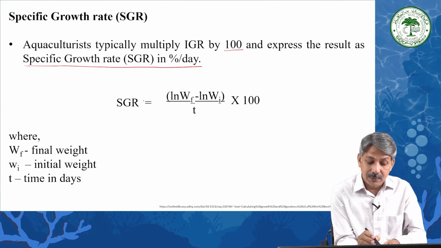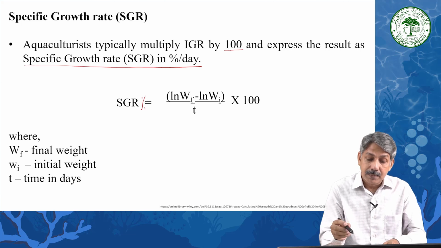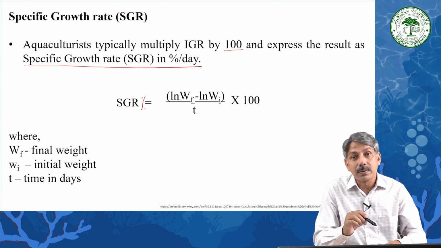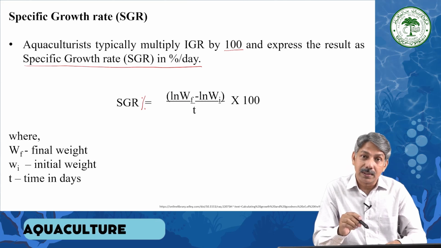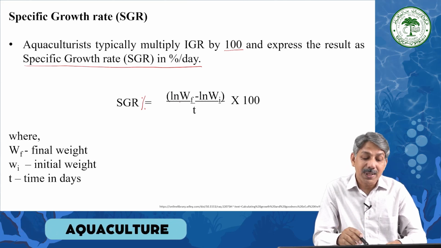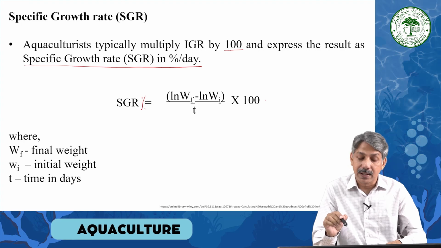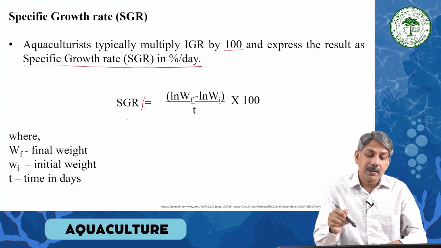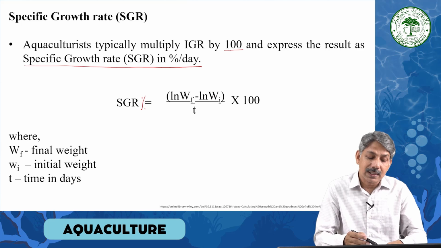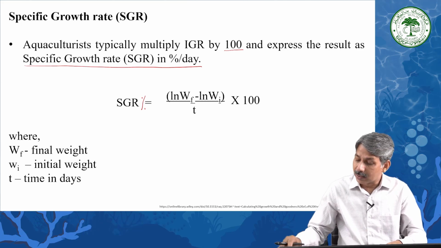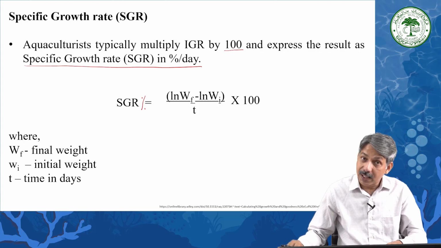SGR percent, in fact, we should write here as SGR percent. Here what we are doing, we are taking final weight minus initial weight, but here we have transformed it logarithmically, and we have taken log to the base e, ln in natural form. ln WF minus ln WI over time, multiplied by 100. So whatever product we get, that will be expressed as SGR percent. And that is very popularly used in order to express the growth rate of fishes in indoor trials.